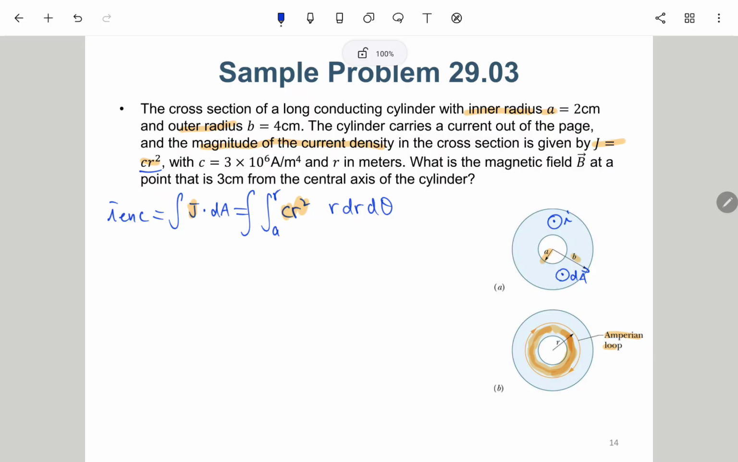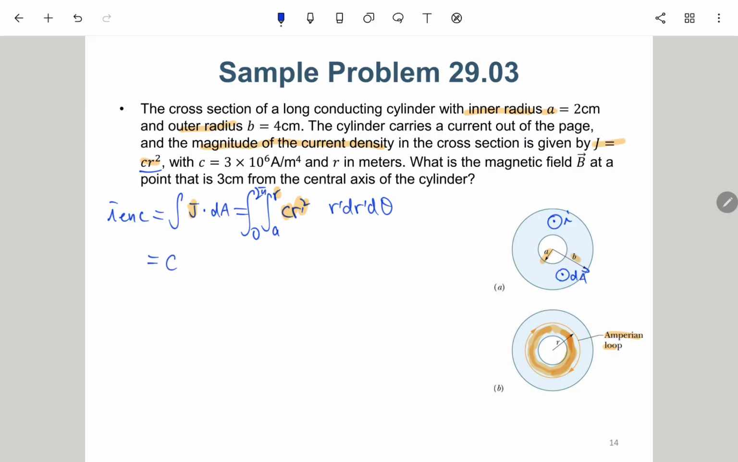For this dummy variable, we try to avoid using r because we already have r as a proper value, as an upper limit. So let's make it r prime, so that r prime is the dummy variable and r is a fixed value. And then theta is the whole 360 degrees, so from 0 to 2 pi, nothing special here.